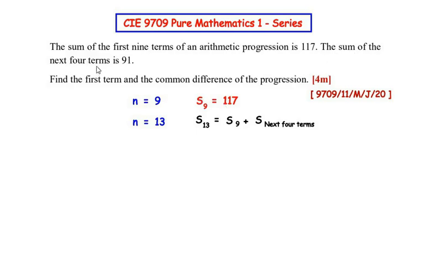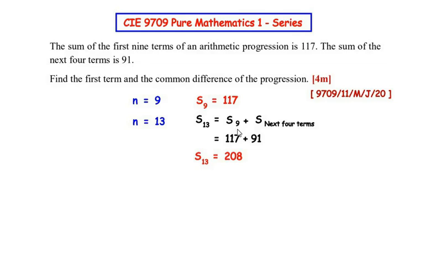Now the sum of the next 4 terms is given as 91, which means there are a total of 13 terms, that is the first 9 terms plus the next 4 terms. So the sum of the first 13 terms is going to be the sum of the first 9 terms plus the sum of the next 4 terms. That is 117 plus 91, giving us 208.